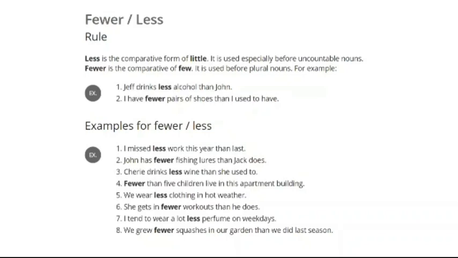Now let's discuss the fewer and less rule. Less is the comparative form of little. It is used especially before uncountable nouns. Fewer is the comparative of few. It is used before plural nouns.